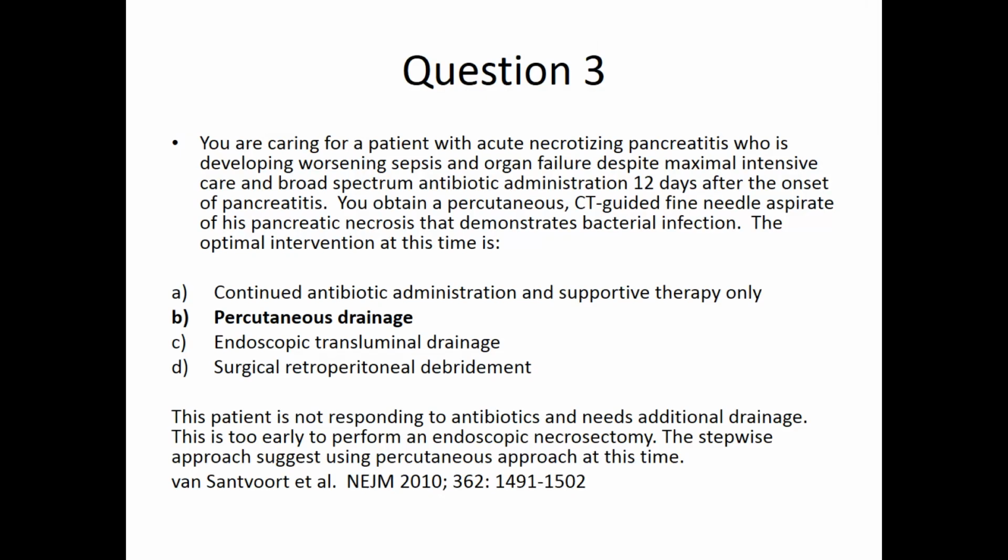And the answer is B, percutaneous drainage. Your patient is not responding to antibiotics and needs additional drainage. It's too early to perform an endoscopic necrosectomy. Usually you need to have a nice wall that forms around the necrosis, and this takes up to a month to form. So at this time, since we're just 12 days in, a percutaneous drainage will help us temporize things and potentially avoid needing further endoscopic or retroperitoneal debridement.